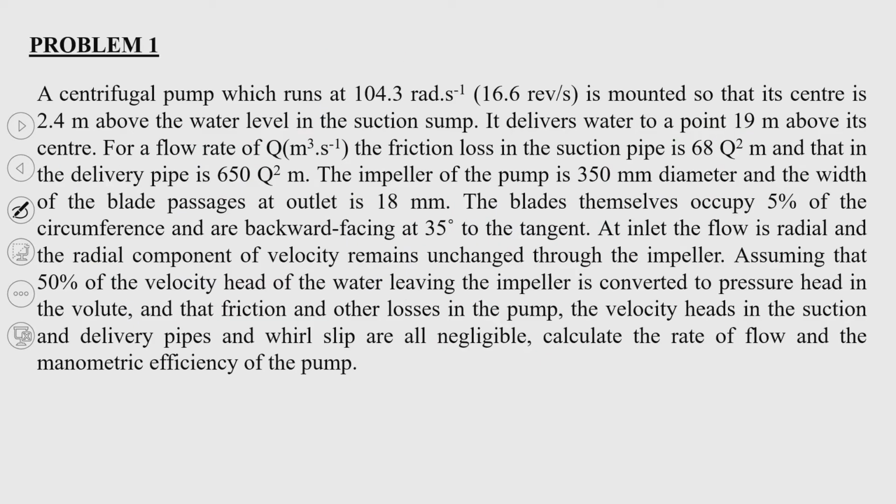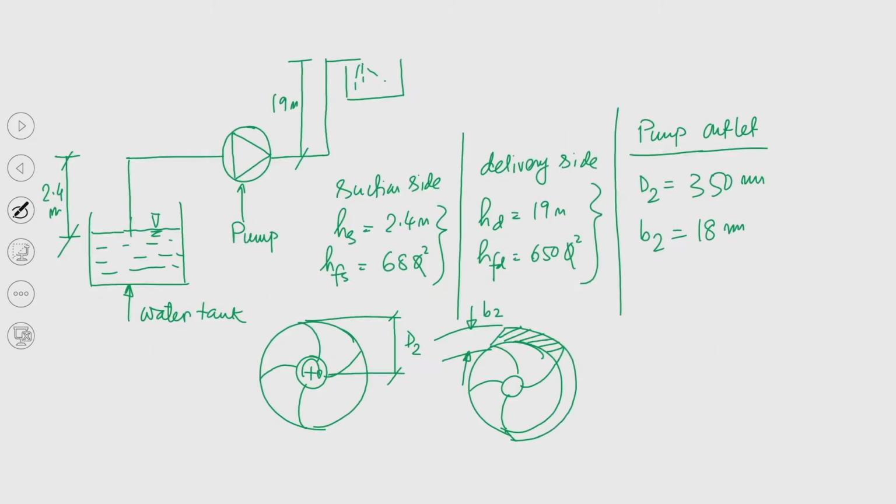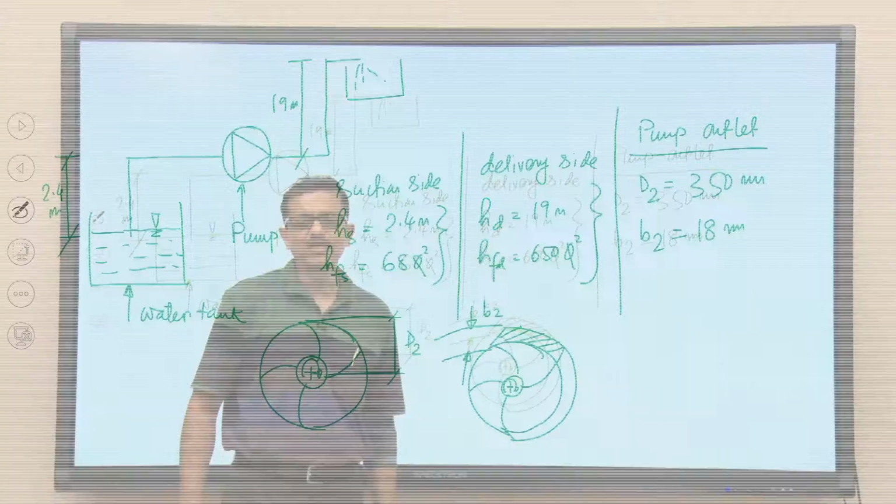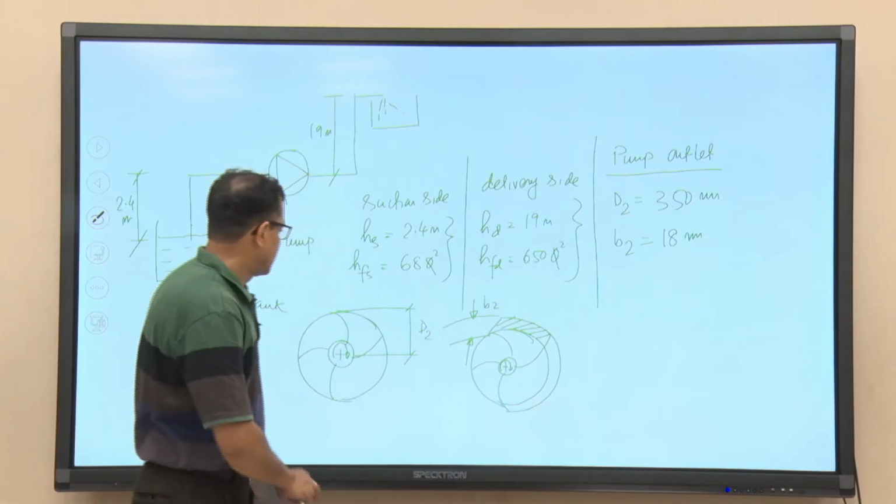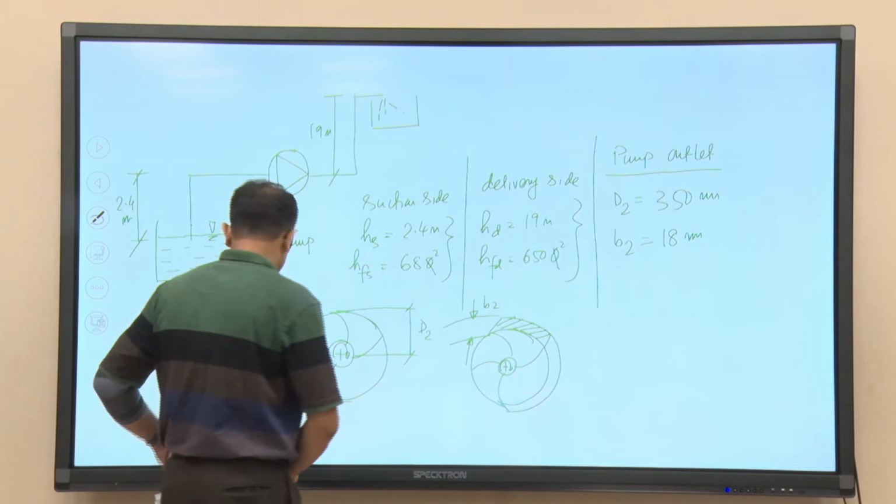Next is, the blades themselves occupy 5% of the circumference and are backward facing at 35 degree. So, now if we go to the schematic, we have drawn it correctly. If the rotation is in this direction, definitely the blades we have drawn over here are the backward curve blades. Okay.